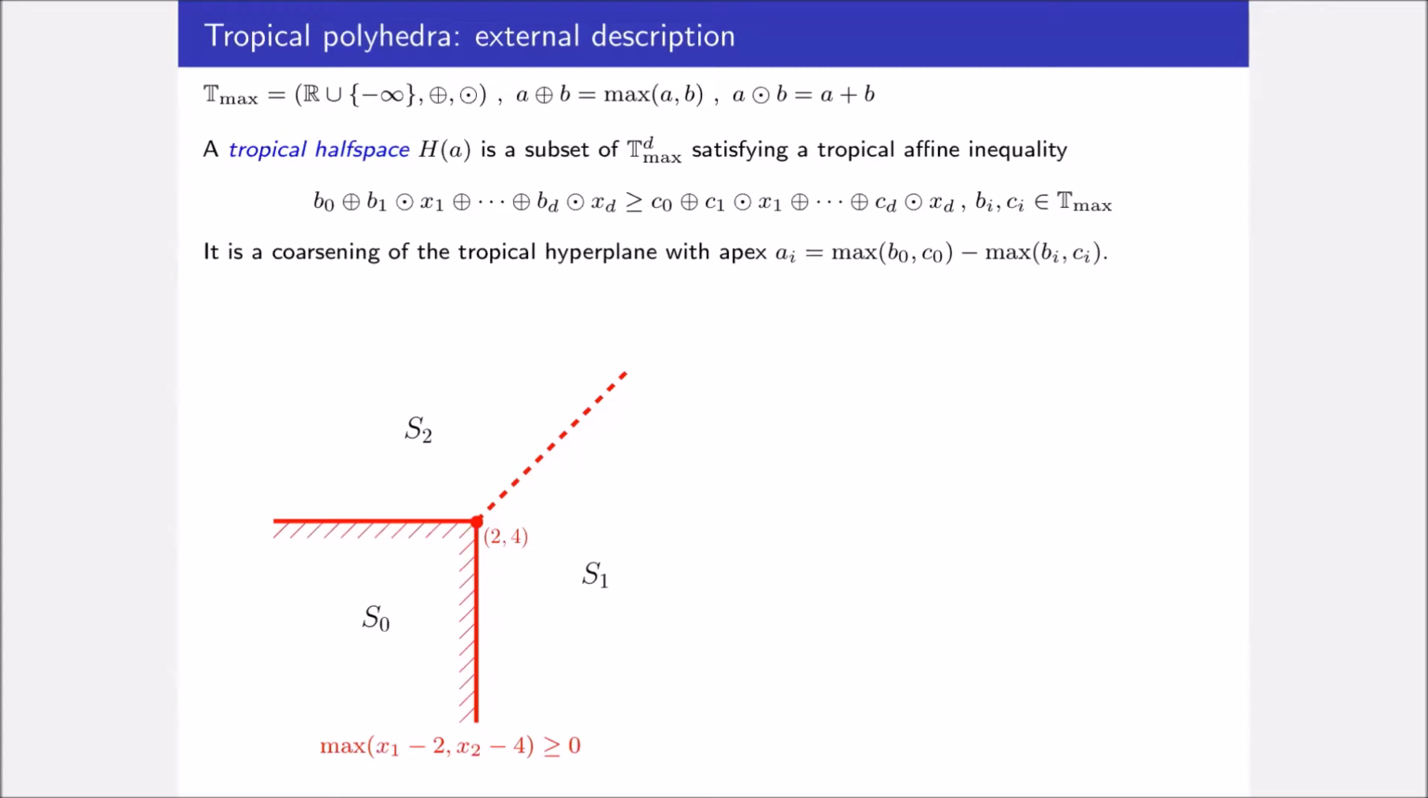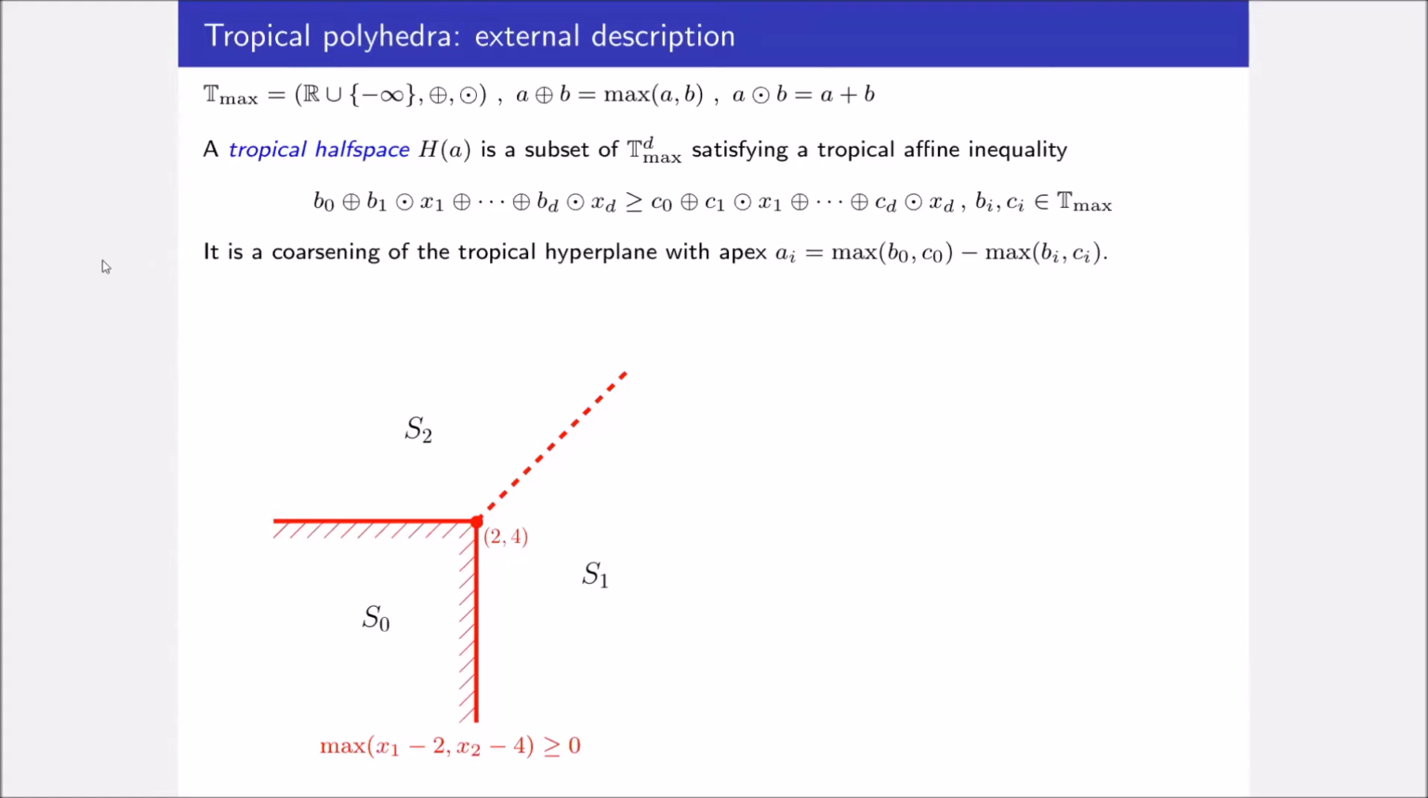So I'm working in the max plus semi-ring, where we have minus infinity, and addition is max, and multiplication is addition. And then a tropical half space, HA, is a subset of tropical D space that satisfies some tropical affine inequality. So some inequality that looks like this.